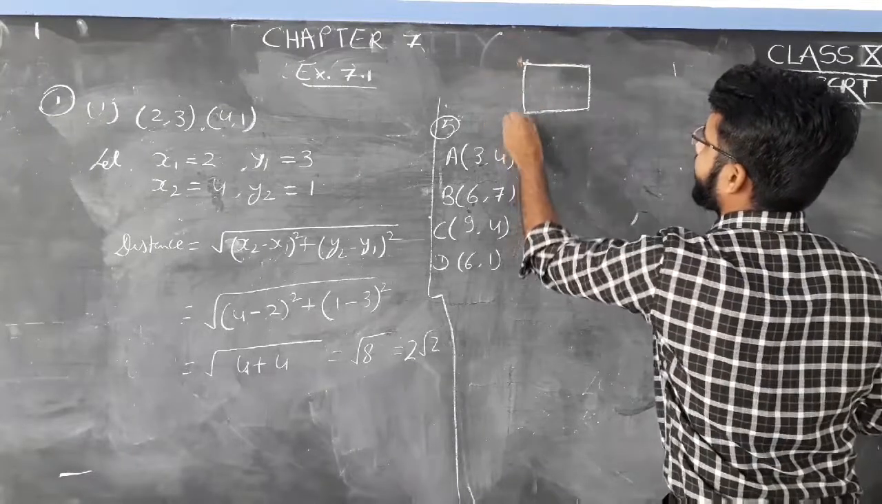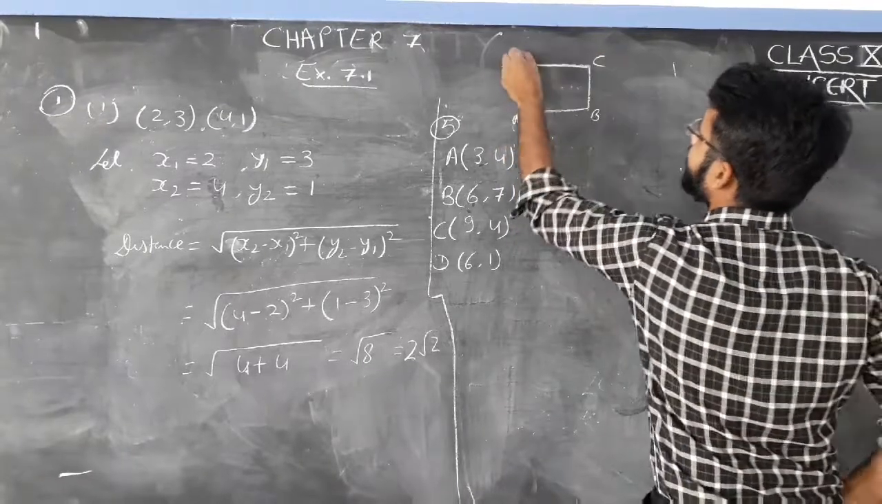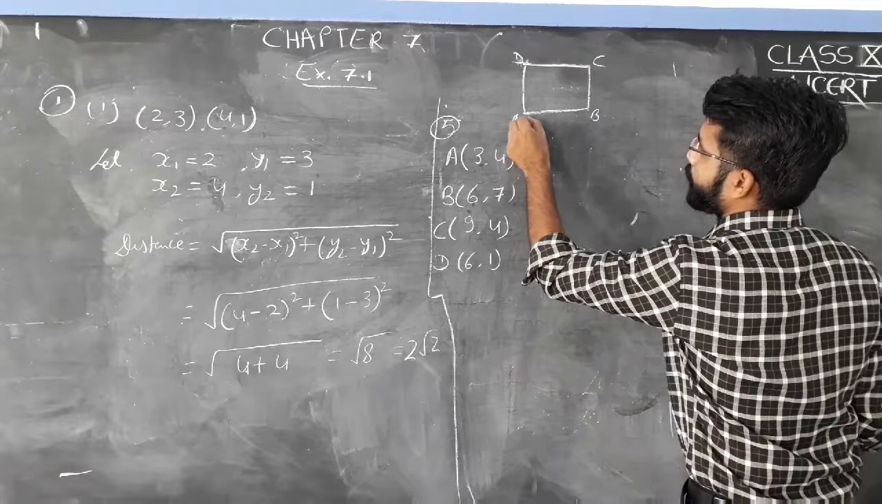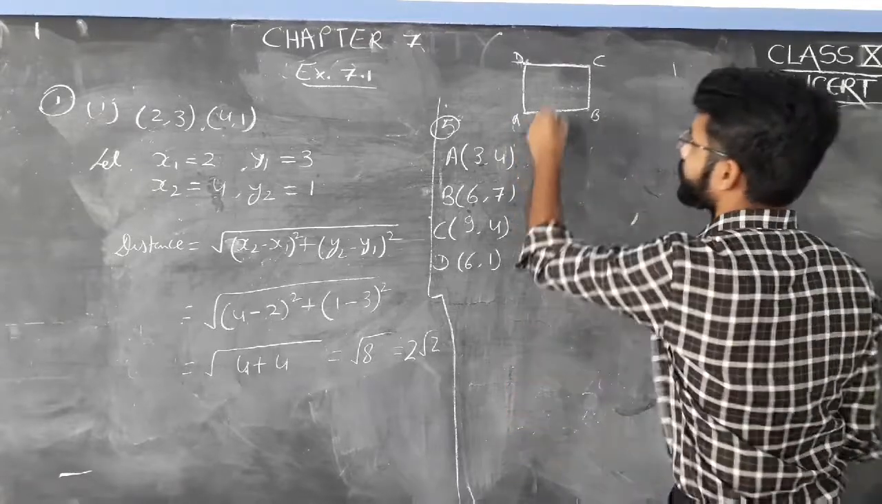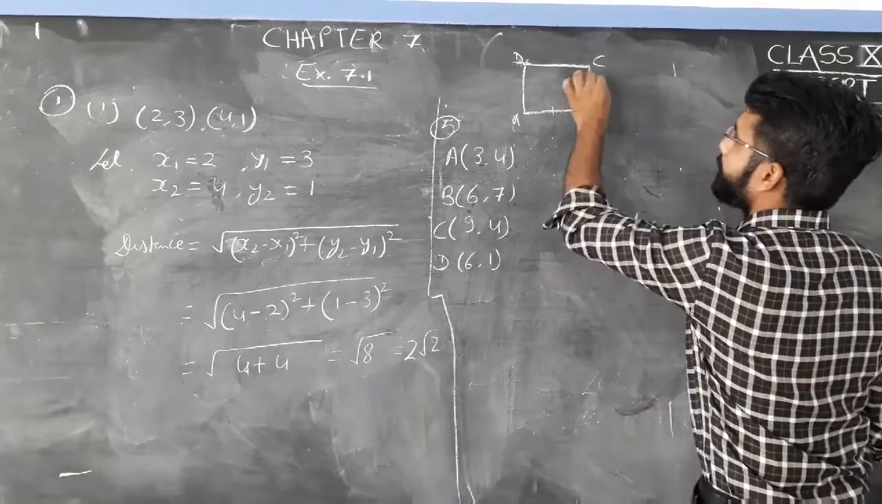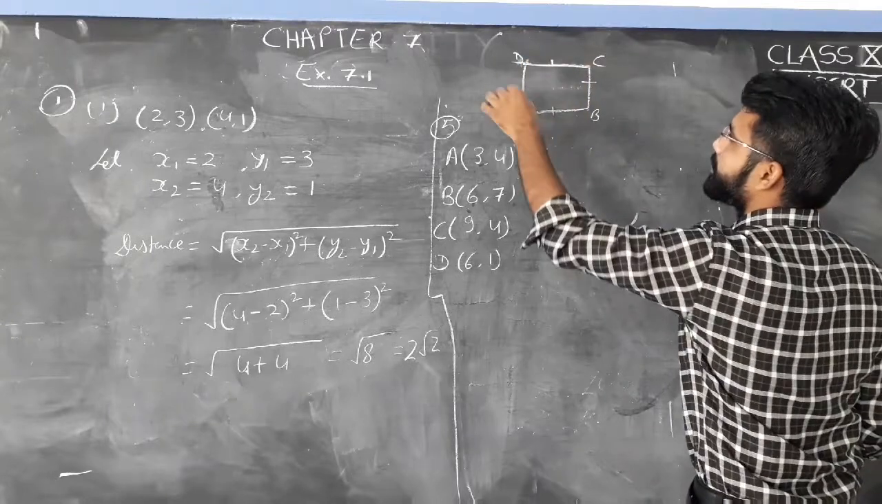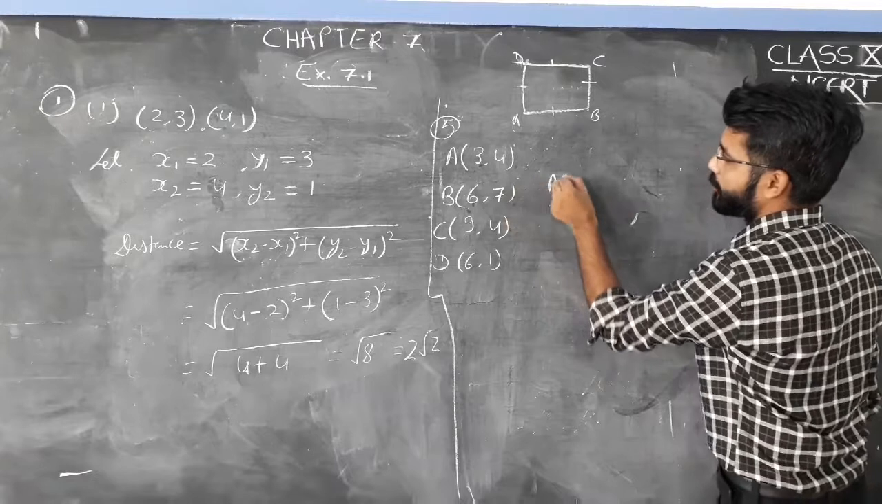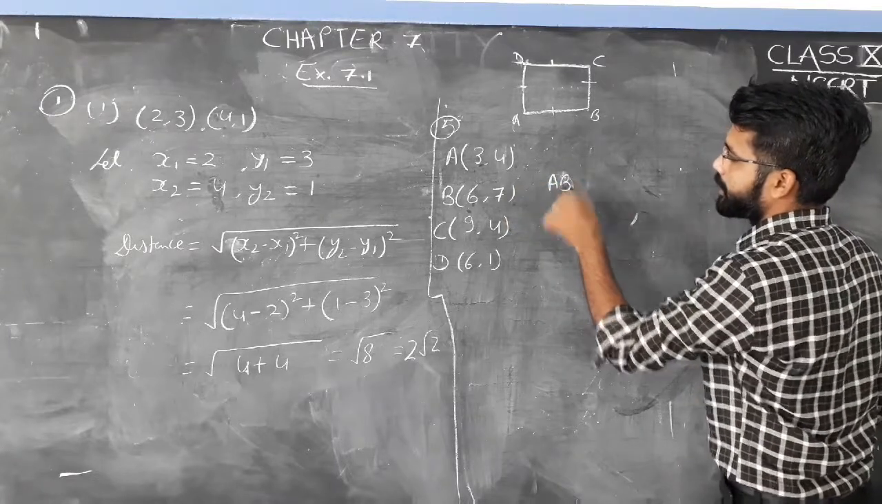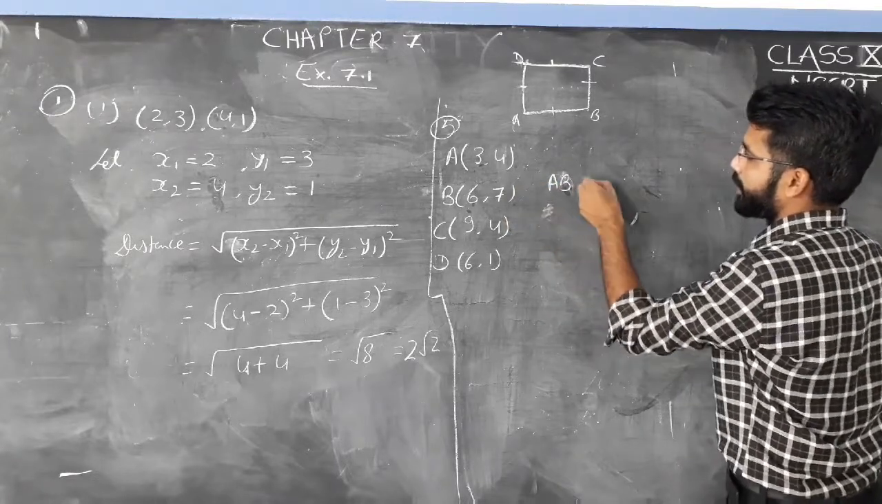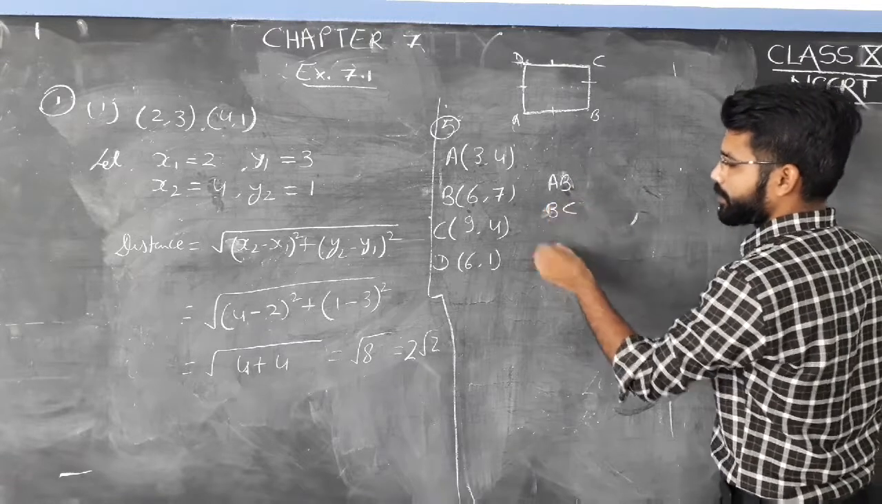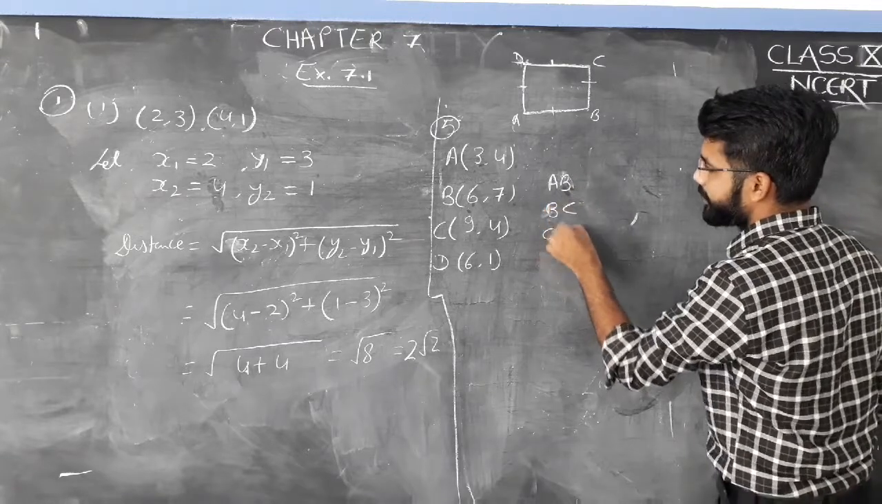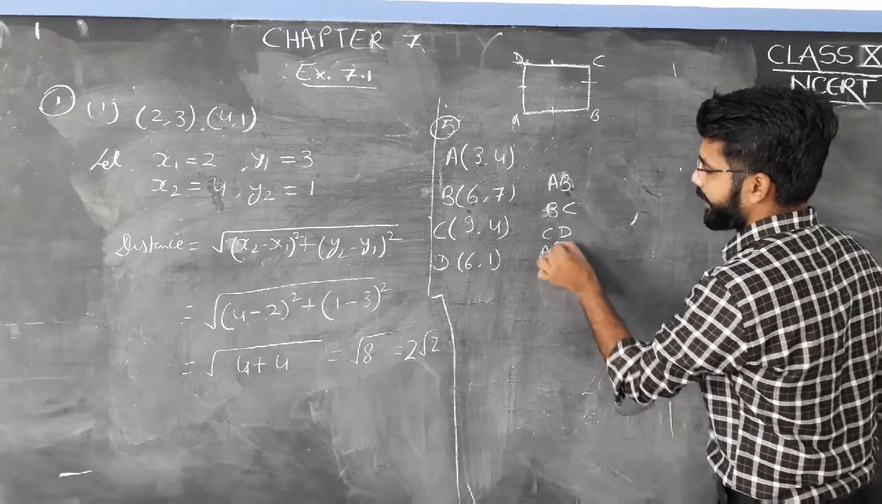Okay, so we have a square. Suppose we have a square. We have A, B, C, D. Okay, so what we have to do first? You have to find distance between A, B, distance between B, C, distance between C, D, and distance between A, D. 4 things we have to find. What we have to find? You have to find distance between A, B. You have to find distance between what? BC. You have to find distance between CD, and you have to find distance between AD.